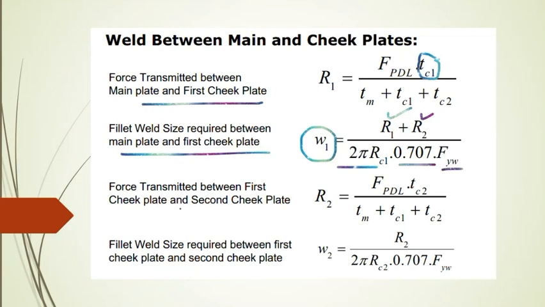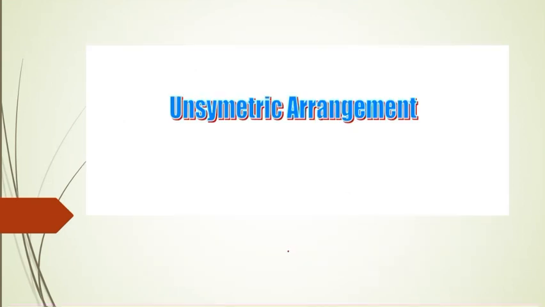Force transmitted between the first cheek plate and second cheek plate is R2, where t is the thickness of the second cheek plate. In the same way, the fillet weld size required can also be found.